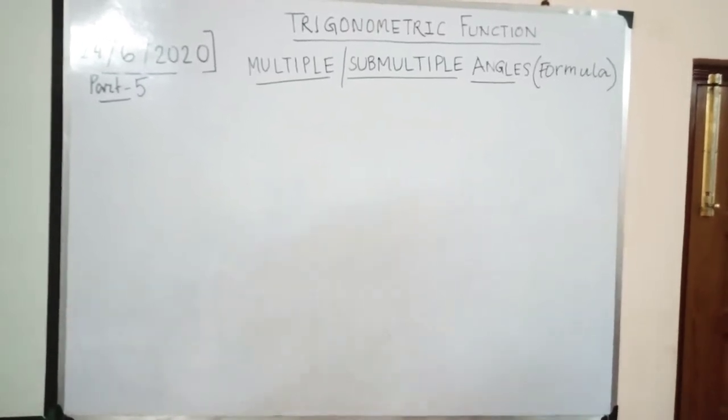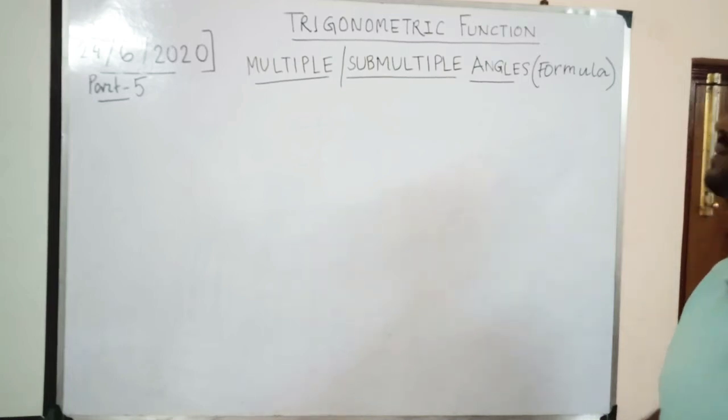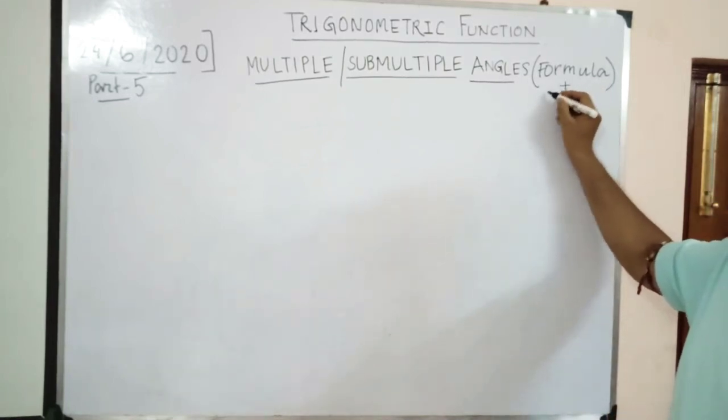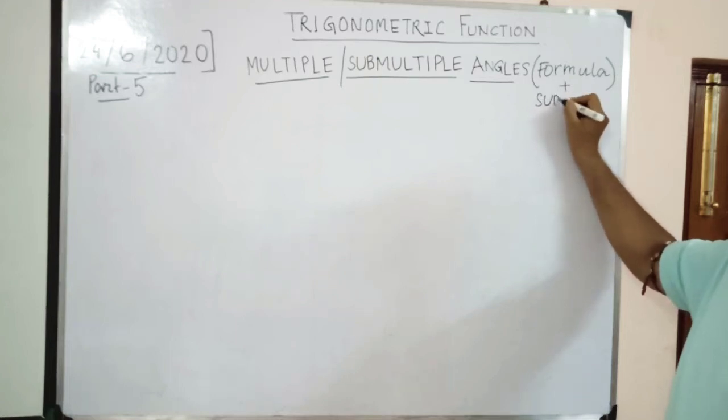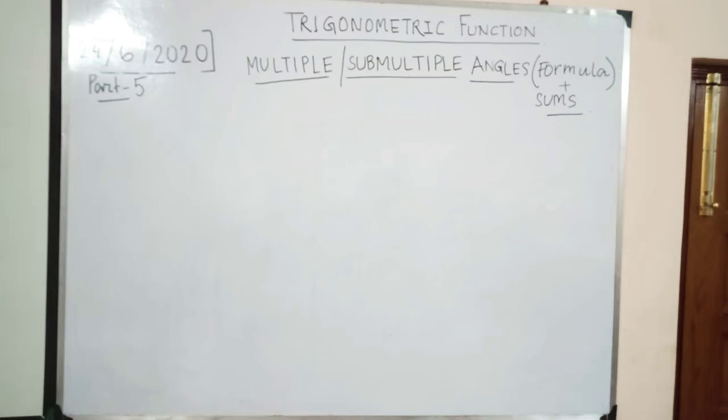Good morning. We start with the next part, that is part 5. Here we will discuss multiple and submultiple angles formula and also the sums. So this is the point of discussion today. First we are going to discuss the formula and after that the sums related to this.